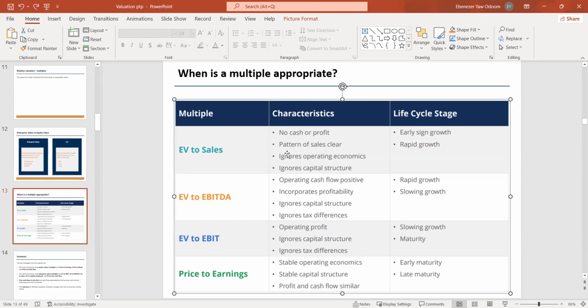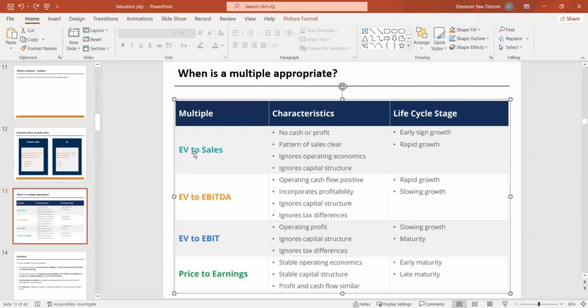And EV to EBITDA, then EV to EBIT. Here, you know that EBIT, for instance, is virtually an operating profit. Some expenses have been adjusted. And so it is much better when used for companies at their maturity stage, or companies that are growing but at a slow pace. Then let's look at the equity multiple, which is the PE ratio. Here it incorporates capital structure, right? And it's good for companies at their late maturity or early maturity. Both of them are good for it.